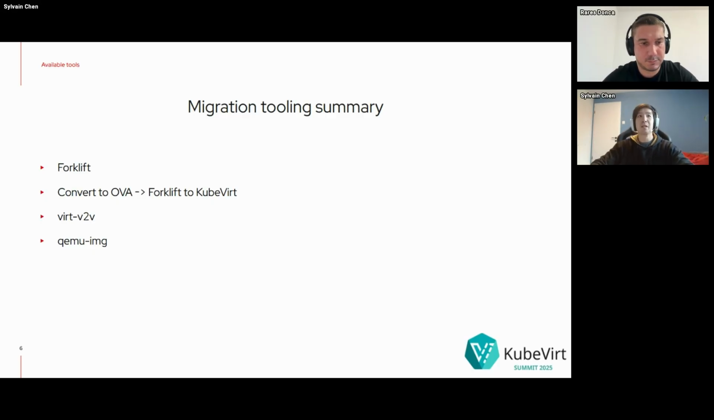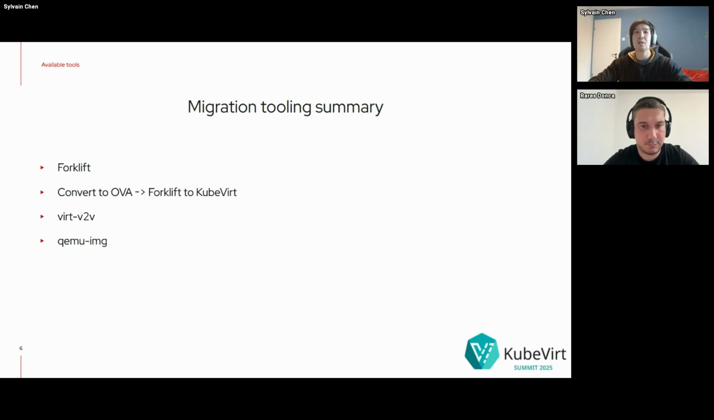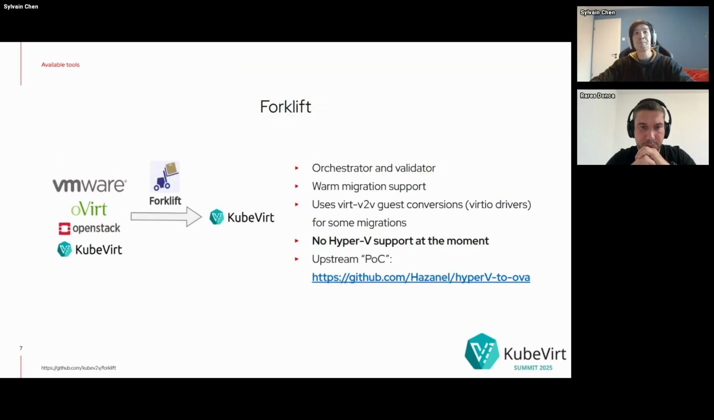Thank you, Raresh. So let's have a look at some of the tools. I'll start with Forklift, which is a very nice tool to migrate VMs to KubeVirt. We'll have a look at one of the tools to convert the disk file from Hyper-V to OVA, and then the potential use case to use Forklift afterwards. And let's have a look as well at virt-v2v and QEMU, which we used in this migration project.